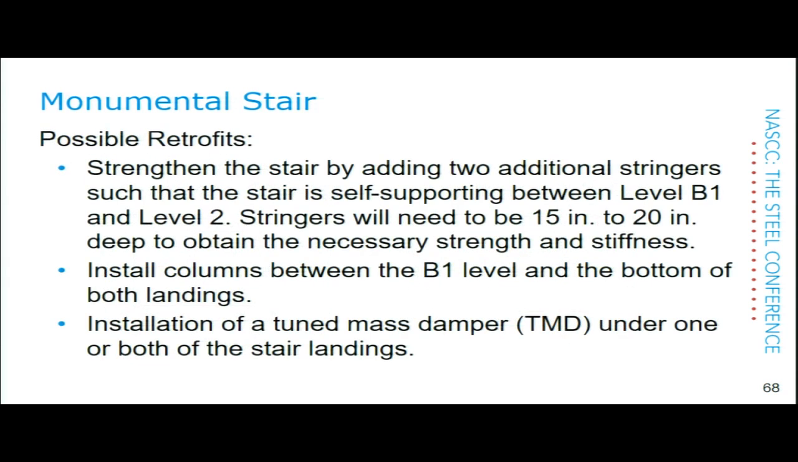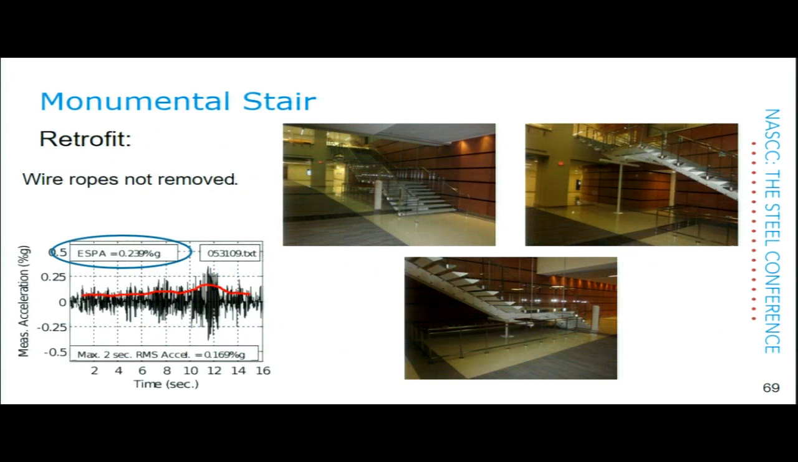You can strengthen the stair maybe by adding additional stringers. They were going to have to be pretty deep, and the architect didn't like that. Another possibility was installing columns between the B1 level, which is the basement down below, and the level of the 2 landings above, or the consideration of using a tuned mass damper. This decision surprised me. They actually put in these things right here and right down there, left the cables in place, left the wire rope in place, and remeasured it on the office floor above. The acceleration for 4 people running down the steps went down to 0.239, or 0.24% g, and everybody was happy.